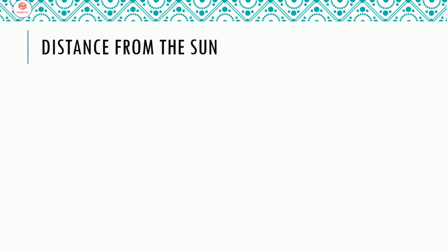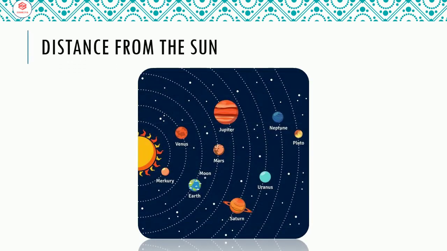Distance from the sun. The position of a planet in the solar system determines the surface temperature of the planet, which in turn affects the climate. Earth, being at the right distance from the sun, is neither too hot nor too cold. The planets closer to the sun, like Mercury and Venus, are extremely hot, and the planets farther away, like Uranus or Neptune, are extremely cold.